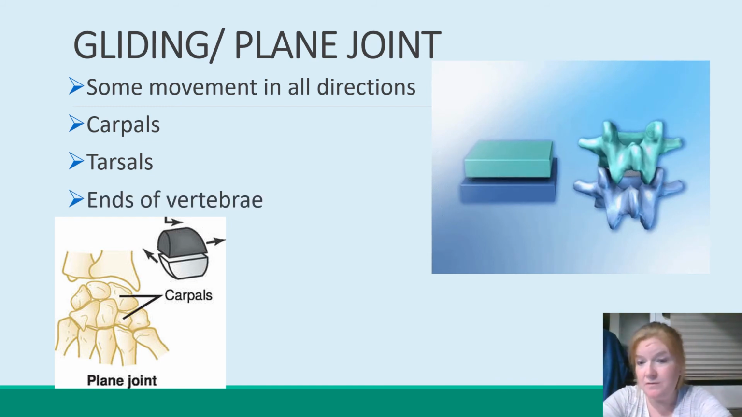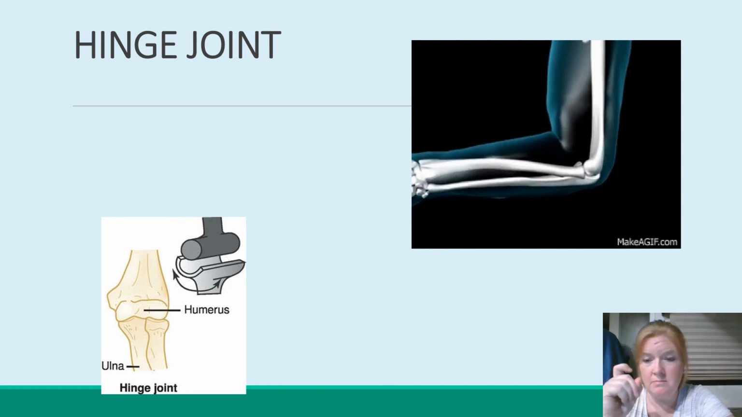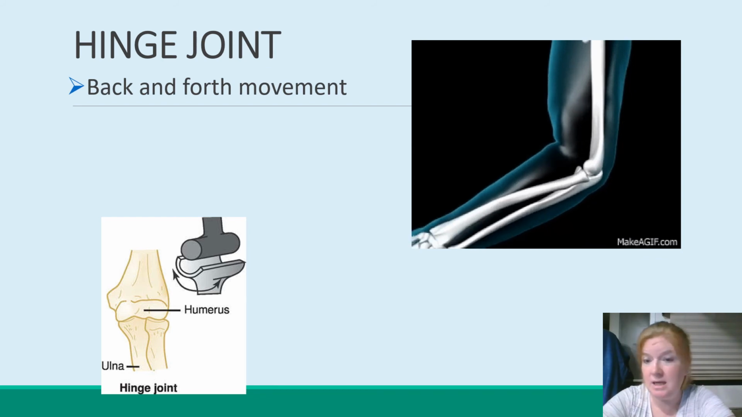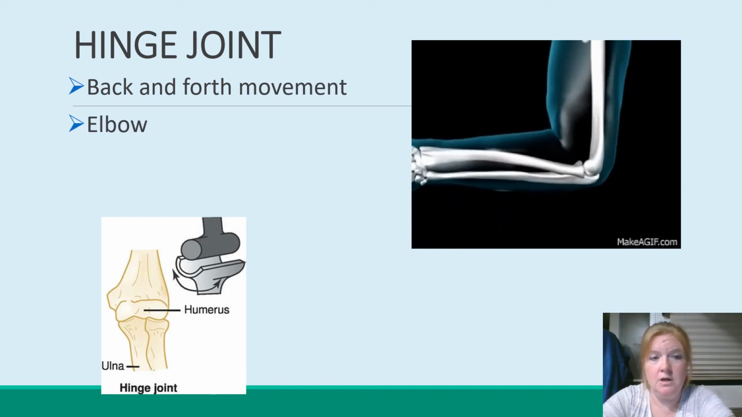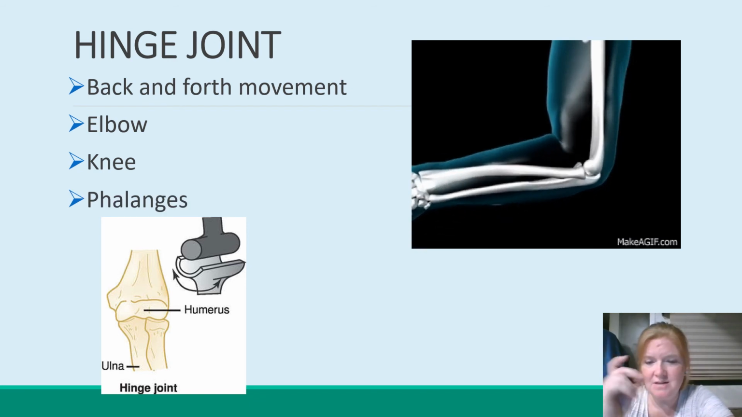Also the ends of the vertebrae, not in between the bodies, but the ends of the vertebrae. Okay, some gliding plane joints. Hinge joint. Back and forth movement. You can see that in the GIF. The elbow, the knee, the phalanges.